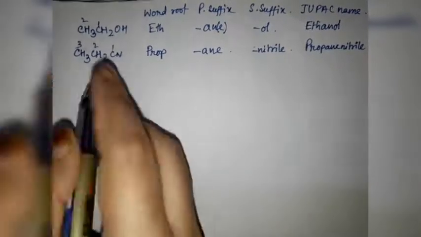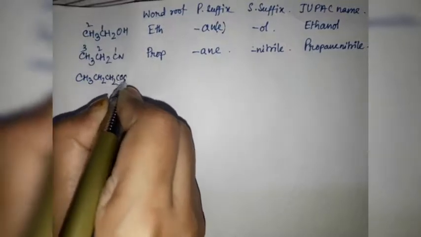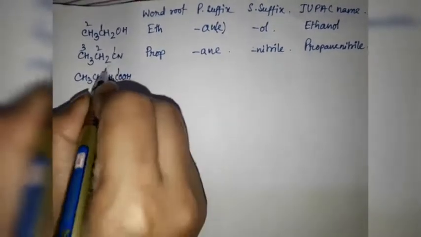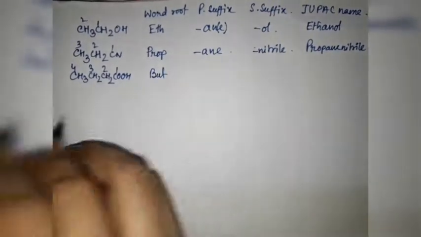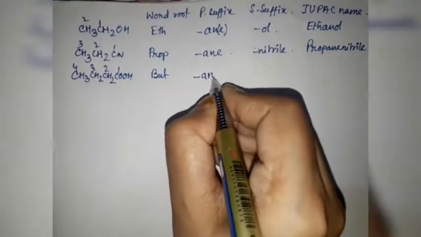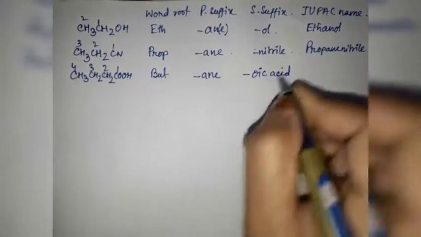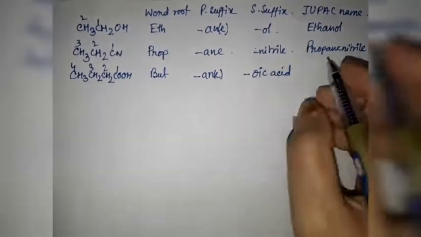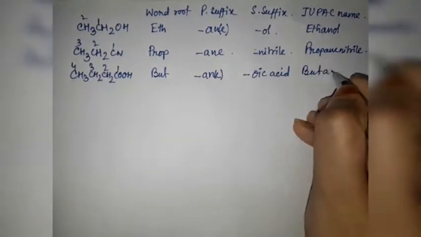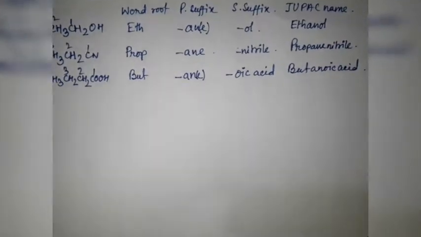Propanenitrile. Again CH3CH2CH2COOH. How many carbon atoms are there? 1, 2, 3, 4. That means word root is but, ane, and the secondary suffix for this functional group will be oic acid, and again it is starting with a vowel, so this E will be dropped. So butanoic acid, this will be the IUPAC name.